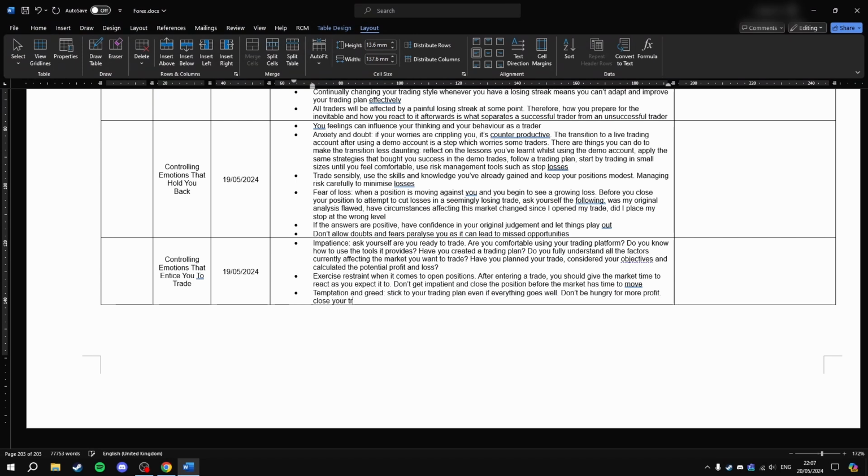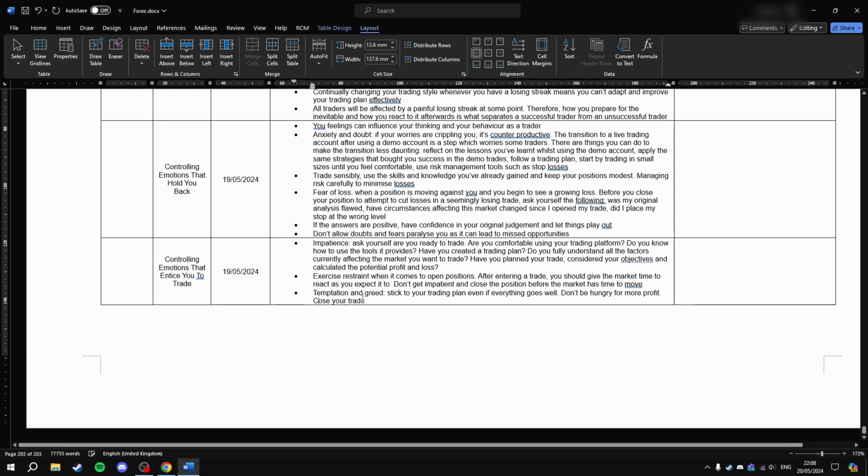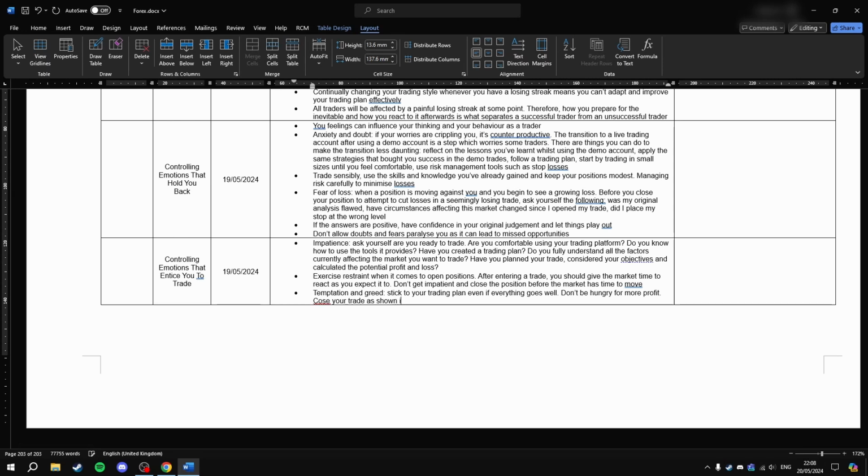Close your trade as shown in your trading plan.